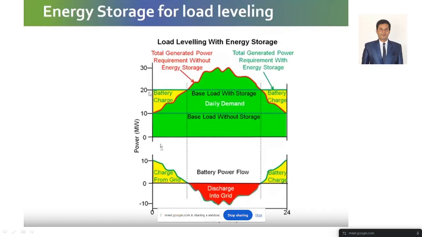So this is with respect to the power in terms of megawatts during the base load with storage and the base load without the storage. Right, we have to store the energy during this time. The power generated required without the energy storage and the power required with the energy storage, that is what you have to balance the loads. Whenever the load comes, you have to provide the actual energy from the energy storage to meet the load leveling, right? If you see here, there is a charge from the grid and a discharge into the grid, right? Here the battery is getting charged. This is how the curve will come for the load leveling, right?